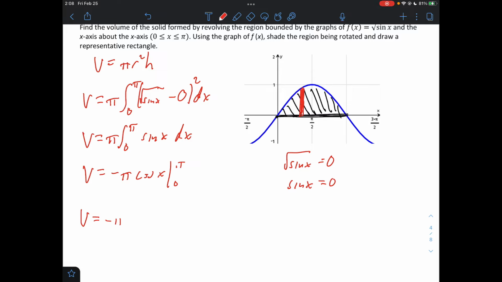So it's negative pi times cosine of pi, which is negative 1, minus cosine of 0, which is 1. So we have negative pi times negative 2, or 2 pi. So if we revolve that shaded region there around the x-axis, its volume would be 2 pi.